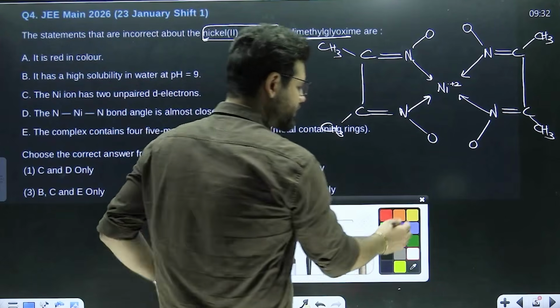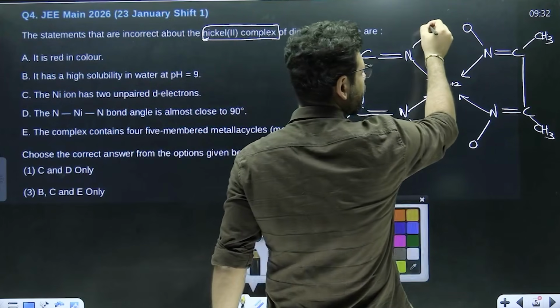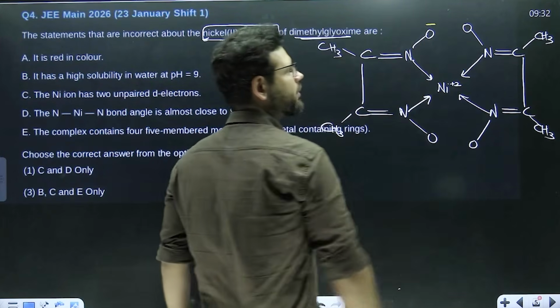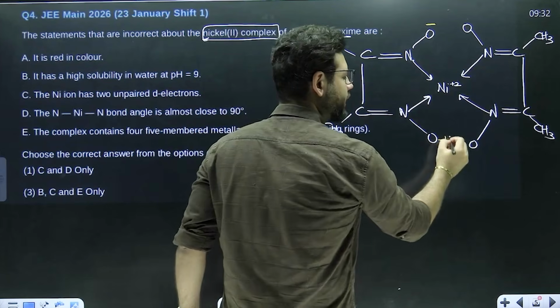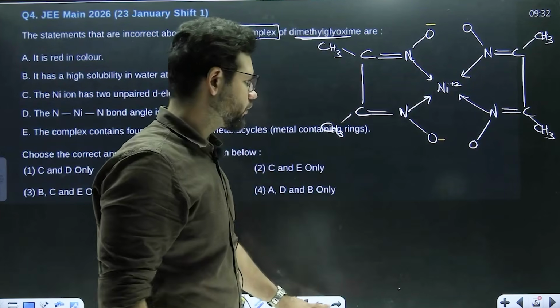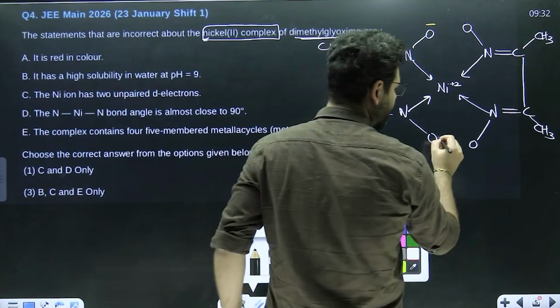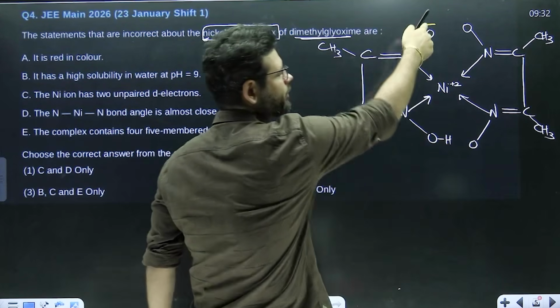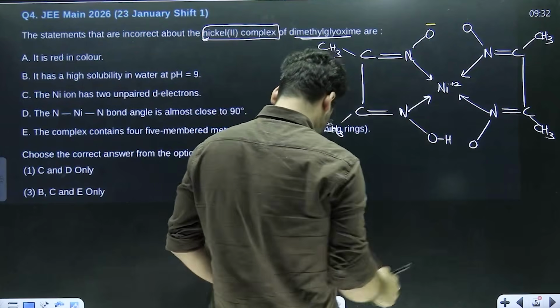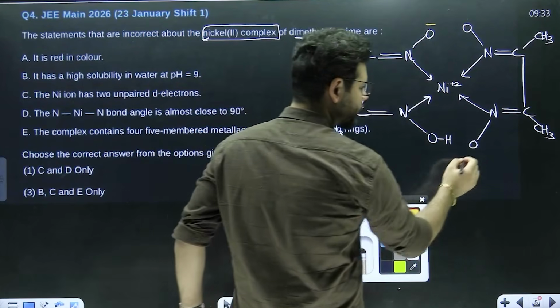But this reaction is done in the basic medium, where one of the OH gets deprotonated and becomes glyoxymate. The other will remain as it is. So one of the OH will remain OH, and one of the OH gets deprotonated and becomes O minus. So I am showing the deprotonated one on the top, and here at the bottom, like this.